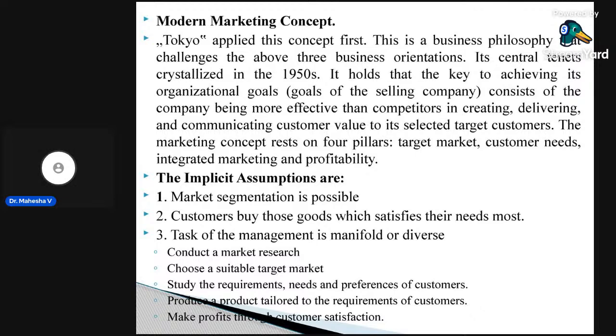Choose a suitable target market. The modern marketing concept helps us to identify or choose a target market. The purpose of choosing the target market is to study the product in depth and to study the customer mindset in depth. Next one, study the requirements, needs, and performances of the customers. That is about the product, which I have already explained. Produce a product tailored to the requirements of the customers.